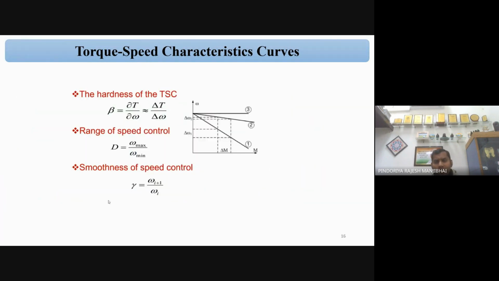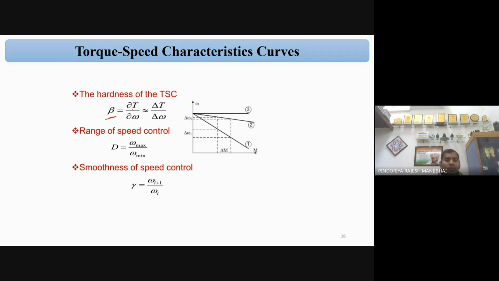So we can go ahead with the modeling part a little bit, because the subject name is modeling and control of the electrical drives. Till now we discussed how we can control the electric drives. Now slowly we are going to the modeling part. How can we model the torque speed characteristic? The equation is simple.